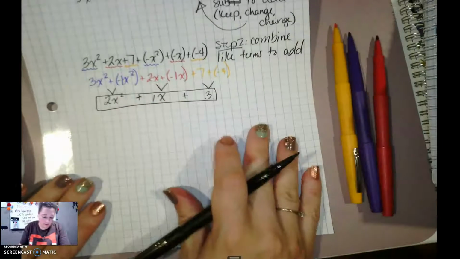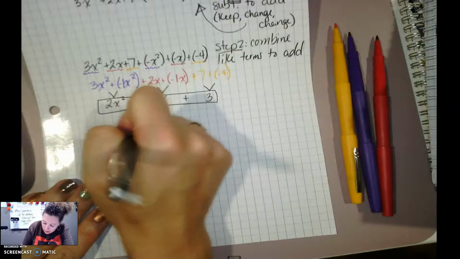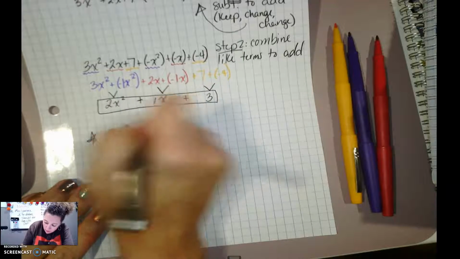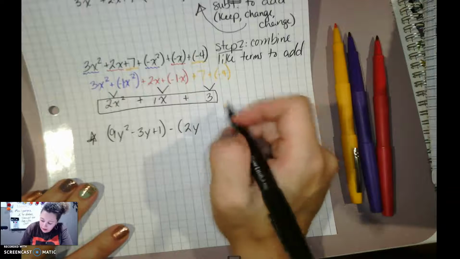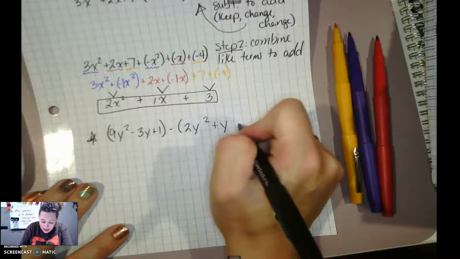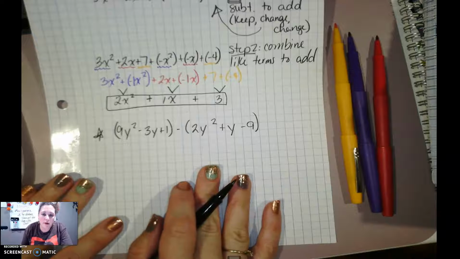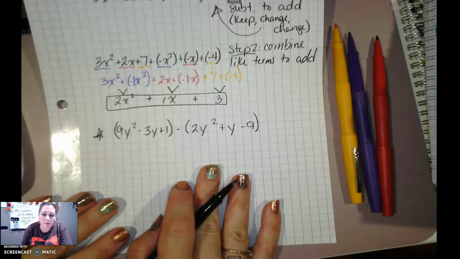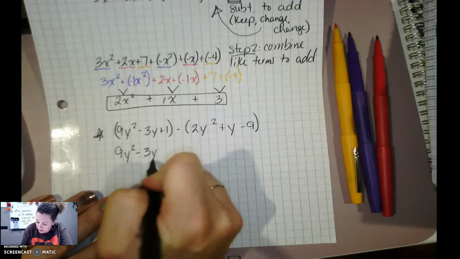Let's look at another example real fast. So another example is 9y squared minus 3y plus 1. And from that, we're going to take away 2y squared plus y minus 9. Again, I'm going to follow those steps from above. So I'm going to keep change. So I'm going to keep 9y squared minus 3y plus 1.